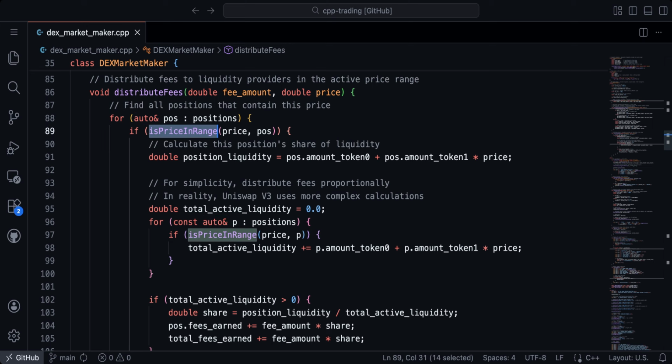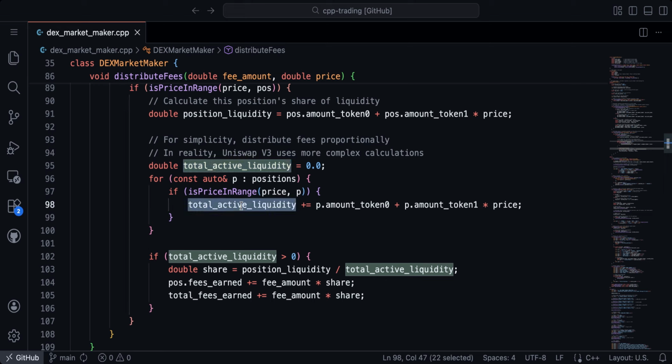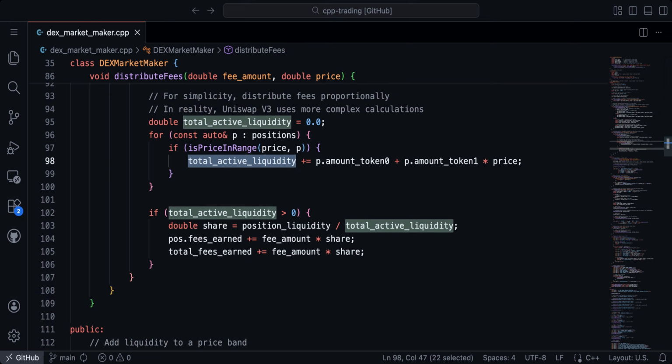If the position is active, we calculate its share of liquidity by adding amount token 0 and amount token 1 multiplied by the price. We then calculate the total active liquidity by iterating through all positions again and summing up the liquidity of those that are in range. This gives us the total liquidity available at this price level.